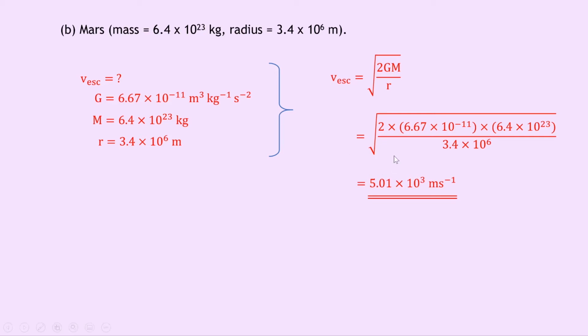Which makes sense because we're saying that the escape velocity from the surface of Mars is less than half that from the surface of the Earth, and the reason will be because the gravitational field strength on Mars is a lot smaller than the gravitational field strength on the Earth. So it's common sense to think that the smaller the gravitational field strength on that planet, the smaller the escape velocity will need to be for that object to escape the planet's gravitational pull.